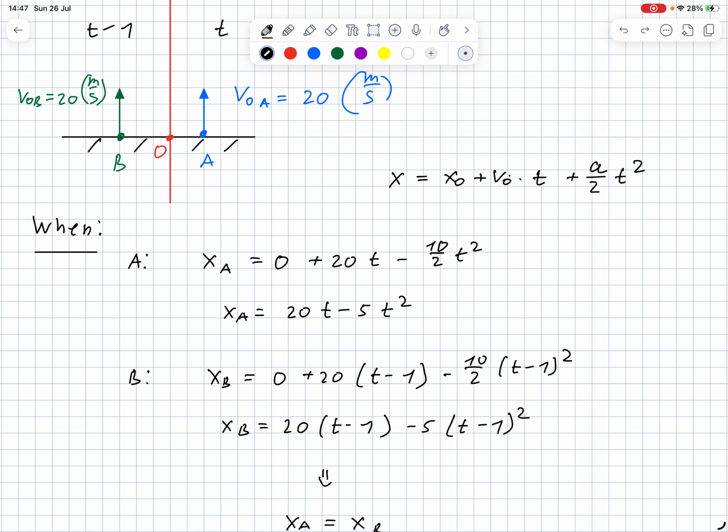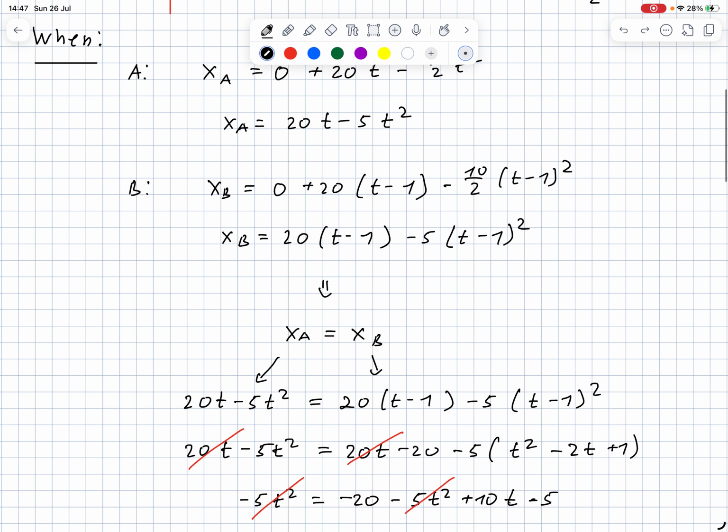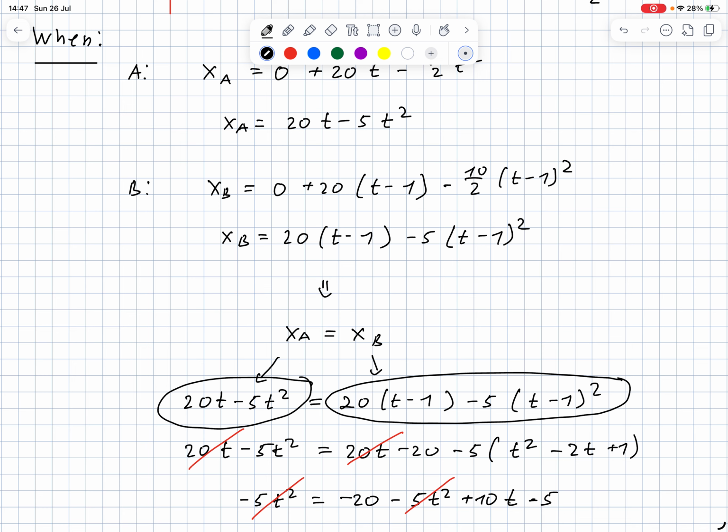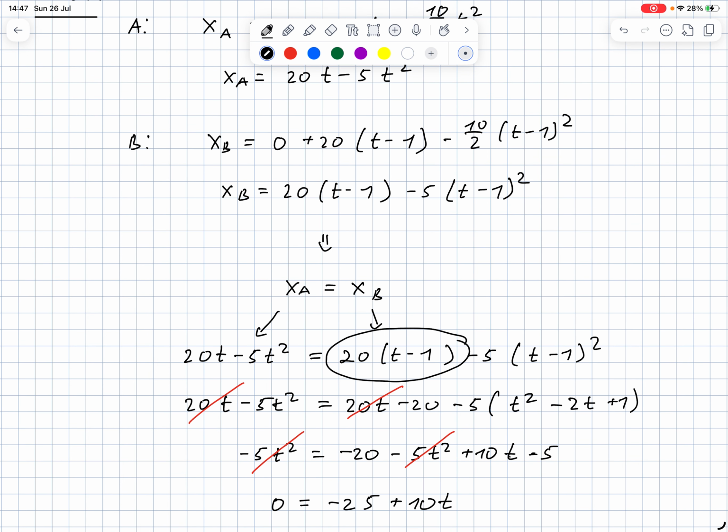Now, we are asking when and where they will have the same position, so we need to say that x of A equals x of B. That's what we actually want to find. So x of A equals this expression, x of B equals this expression, and now we can open the brackets here, for example, and we see that we can cancel out 20 times t from the left and the right.